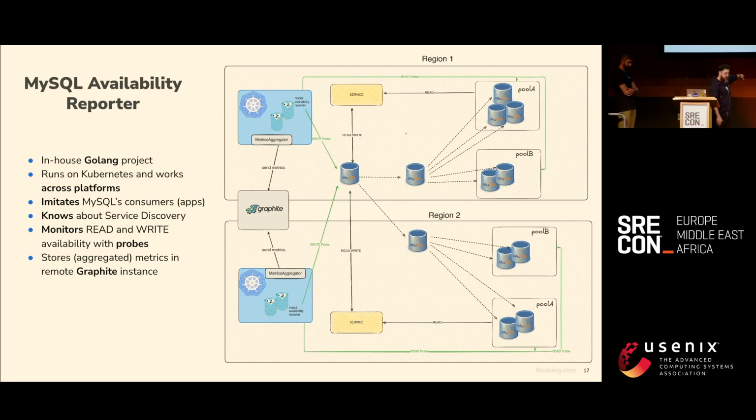If you look at the lower part, you will see the same service deployed in 2 regions. The service always looks for read replicas in the same region. All our services at Booking do that. But for the primary, they need to go cross-region because we have 1 primary region. So for the primary, we always have cross-regional traffic. Our MySQL Availability Reporter follows the same application behavior. It crosses the region to do the write. And this is important because we can measure the pain that our customers are having.